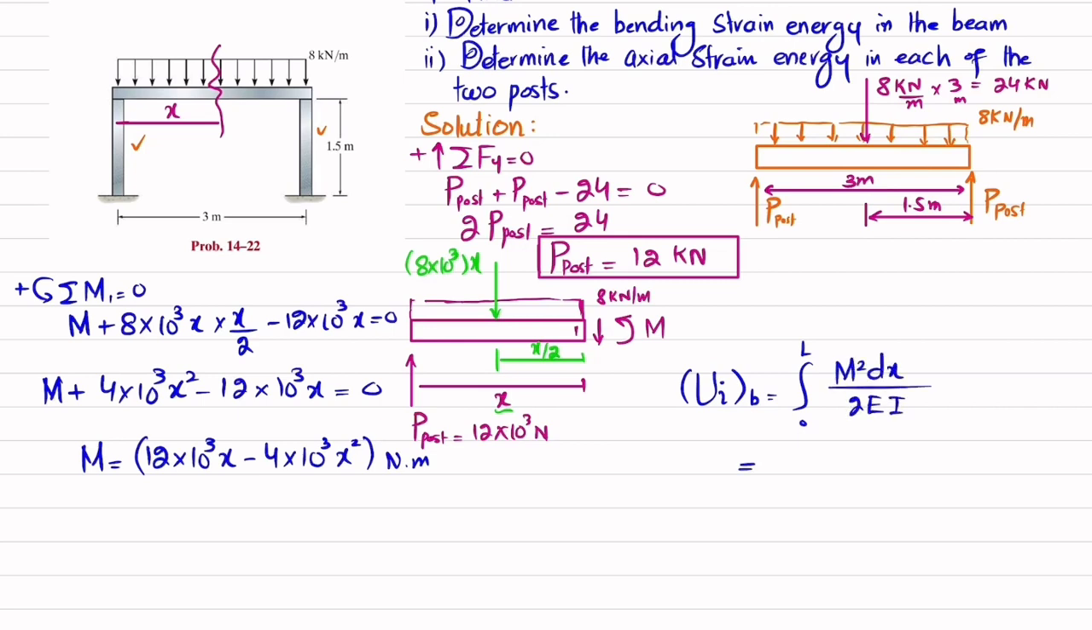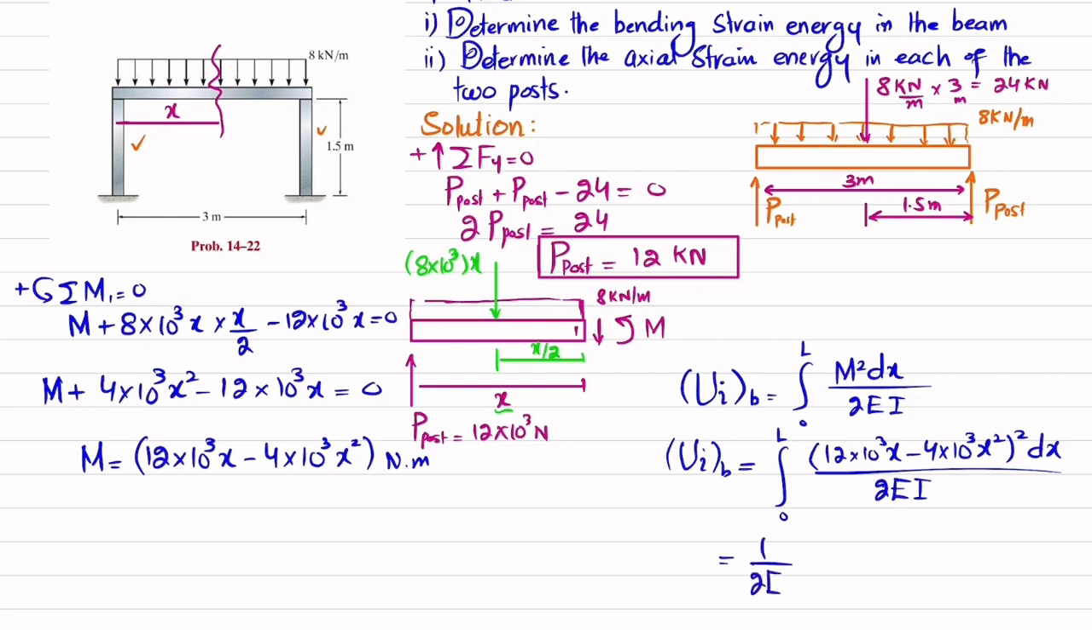Okay, so put the value: integral 0 to L, M square is (12 into 10 to the power 3 x minus 4 into 10 to the power 3 x square) whole square into dx divided by 2EI. That is strain energy due to bending. Now if you take this 1 over 2EI out of this integral, because these are constant, you will be left with 0 to L.